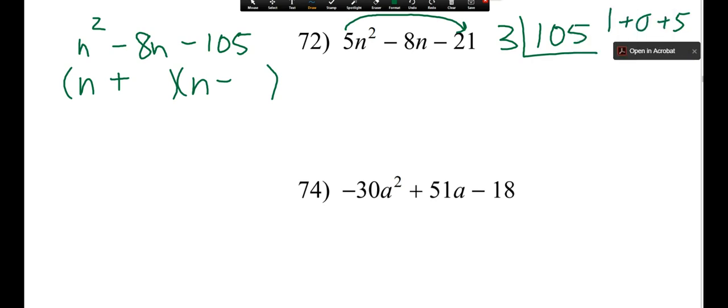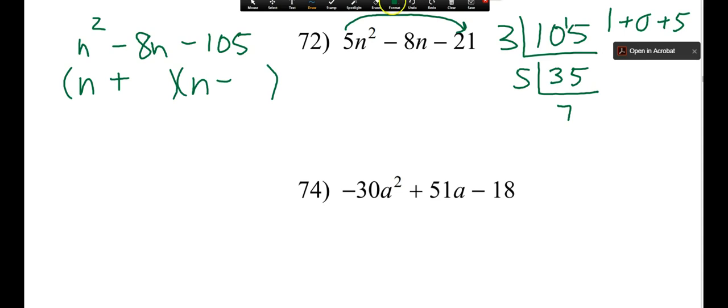So 3 goes into 105. Let's see. 3 times, carry the 1. 3 goes into 15 5 times. So 35 times. What goes into 35? How about 5? And it goes in 7 times. Now, what you and I just did was, when I was in high school, they called that upside down division. And what they were really looking for were the prime factors, so that we could see when we had the greatest common factors, when we had least common multiples, but also when we needed to factor.